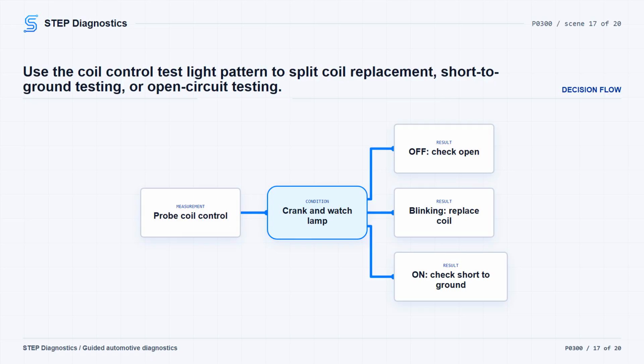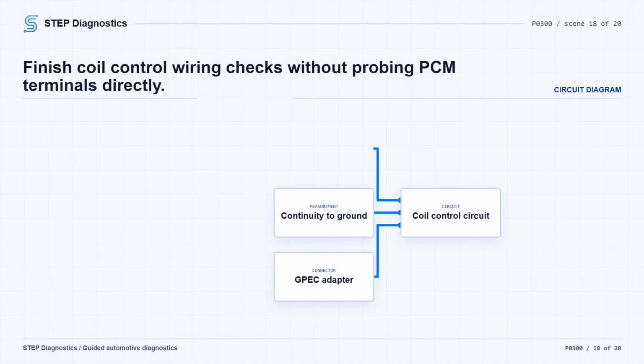Turn the ignition off, disconnect the PCM-C2 connector, install the GPEC Diagnostic 10436 adapter, and check continuity between ground and the coil control circuit at the coil connector. Do not probe the PCM harness connectors. That can damage the terminals and create a poor terminal-to-pin connection. If there is continuity to ground, repair the short to ground and verify the repair. If there is no continuity, move to the connector inspection path.